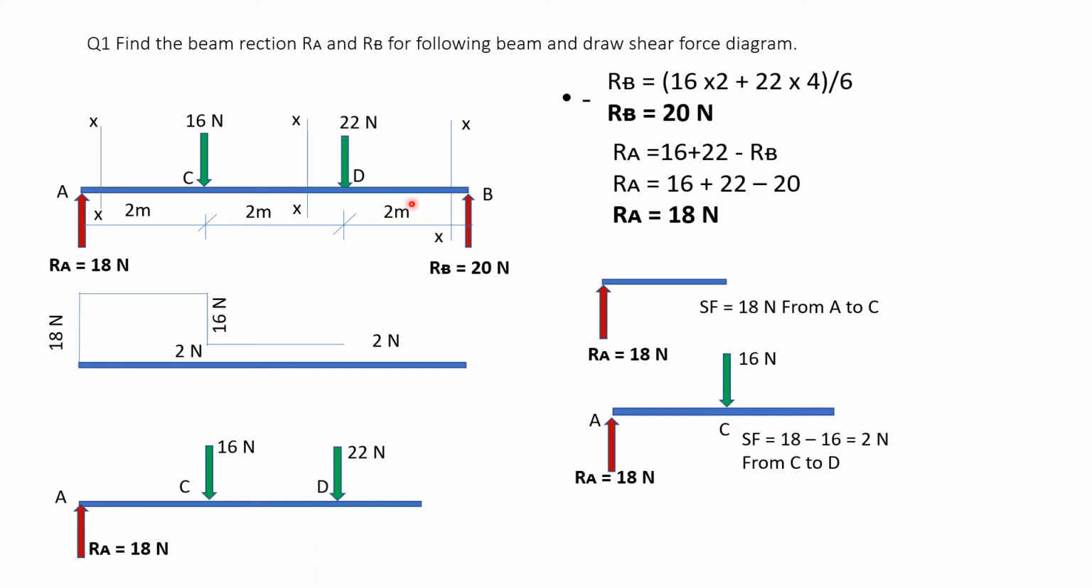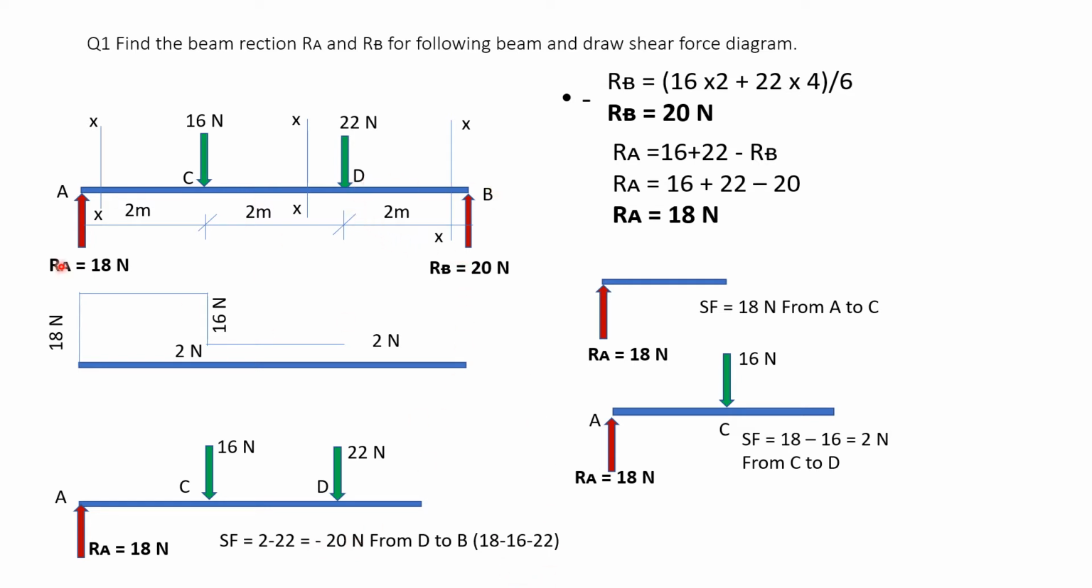Now when I take a section between D and B, this section line here, and I see the left hand side, I can see 18, 16, 22. Now 18 going up is positive, 16 is minus, and 22 is also minus. We know the shear force at D is 2, and I can directly do 2 minus 22 because that is the only new force which we have added. So shear force, 2 minus 22, is equal to minus 20 Newton, and that is the shear force from D to B.